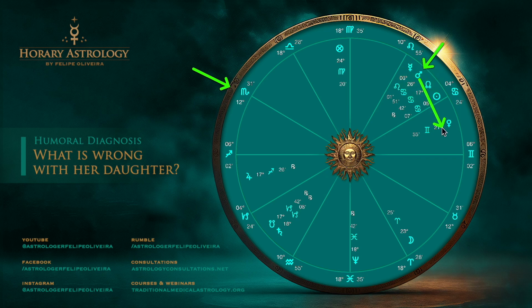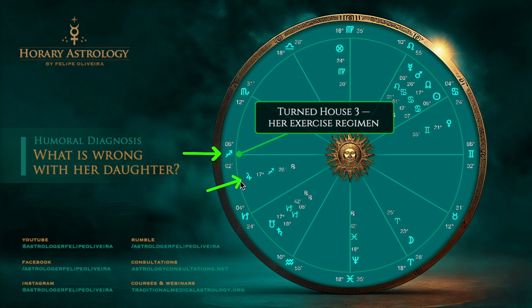Mars and Titan opposes her turned third cusp, thus afflicting it, which brings us back to Jupiter. What else could Jupiter stand for? I was told she sits and watches television all day. Jupiter is the ruler of her turned third house. That is her daily routine, her lifestyle, and therefore her exercise regimen.